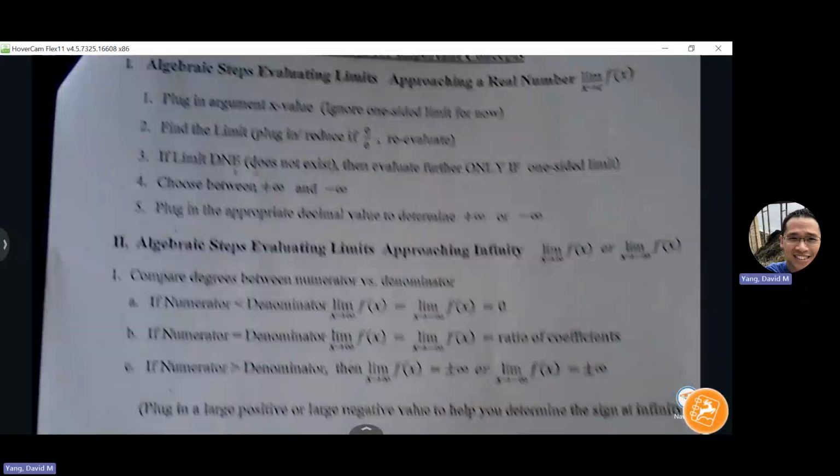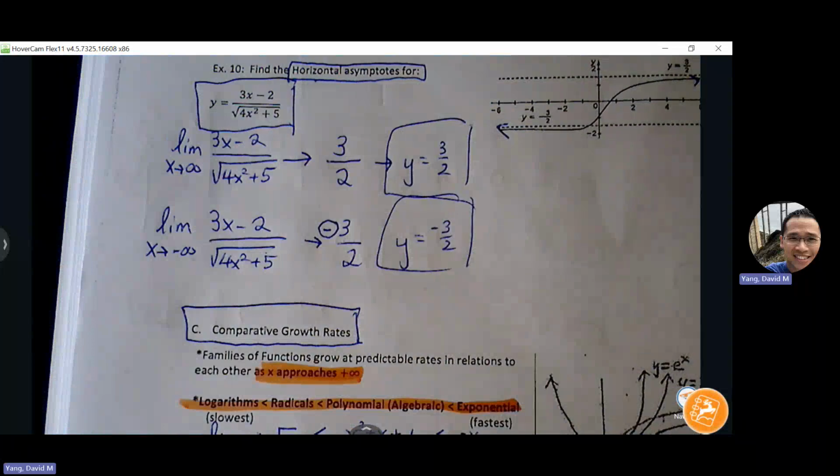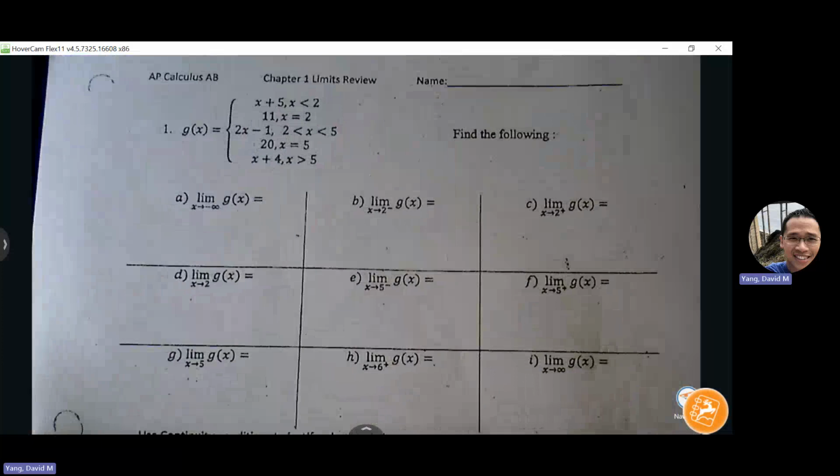I'll come back and review the continuity conditions once we get past these limit problems. So let's go back to page 1, and the keys are all attached. So if you're working ahead, then feel free to check your answers.